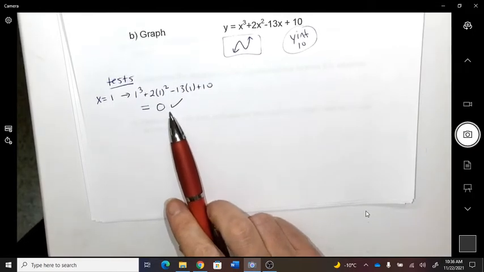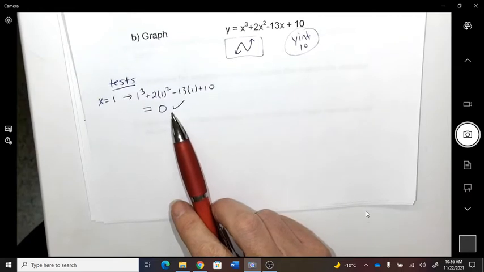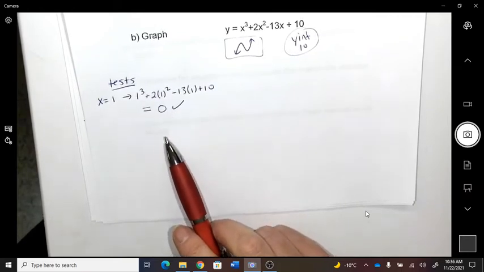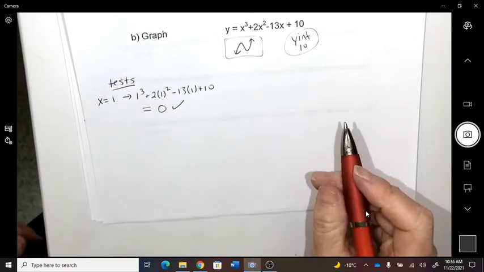Okay. If it doesn't work, then I would go to a -1. And if that didn't work, I'd go to a 2. So those are my testing strategies. I start 1, -1, 2, -2. Usually you'll get somewhere close like that to work.